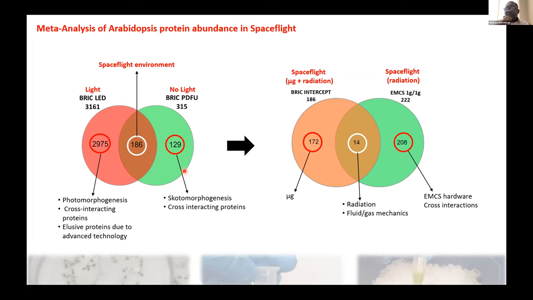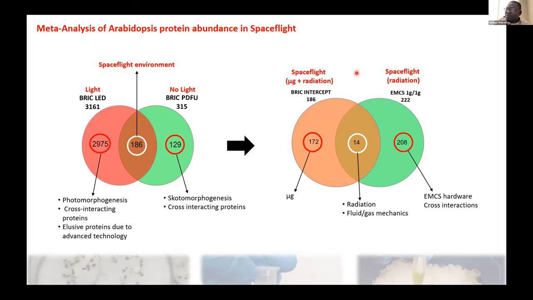Now, bringing this intersect, which I call the BRIC intersect, and comparing it to another experiment conducted in the European Modular Cultivation System aboard the ISS, where we have 1G in space. That means we remove the condition of microgravity.